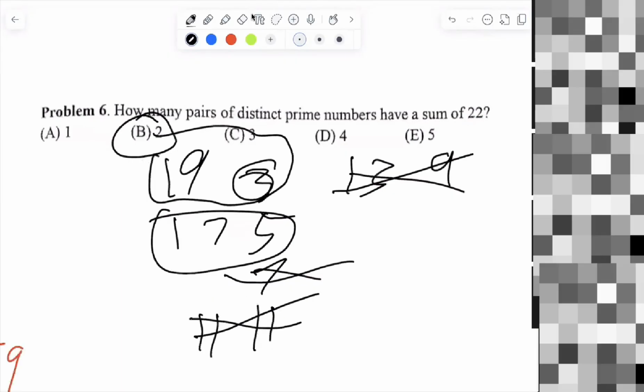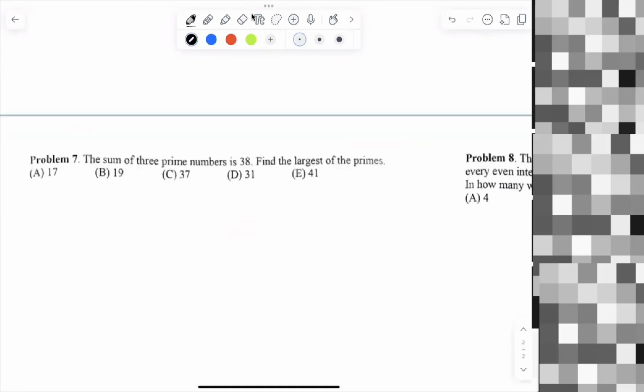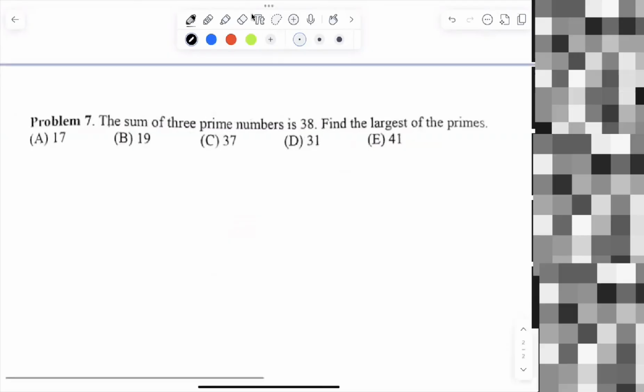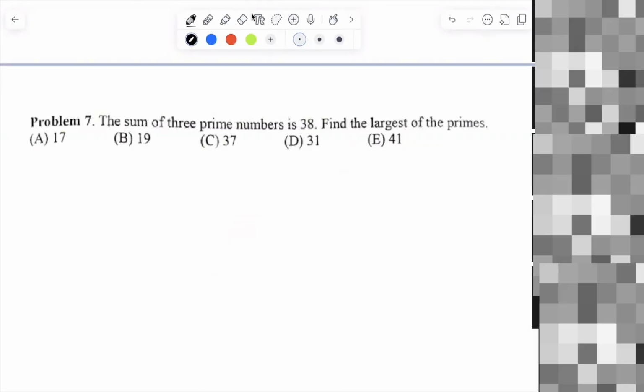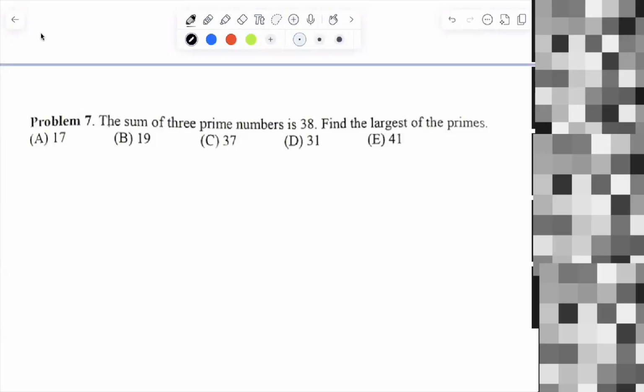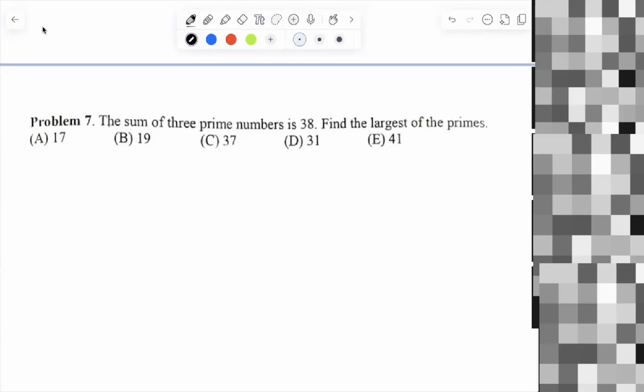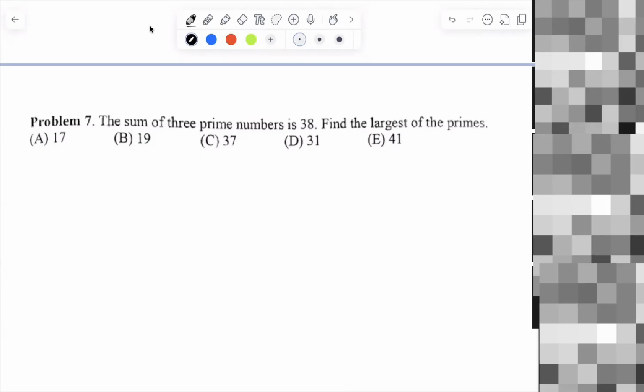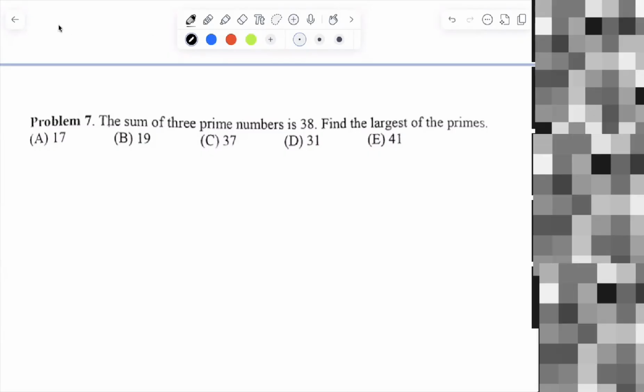Alright? Now let's move on to problem 7. The sum of 3 prime numbers is 38. Find the largest of the primes. Alright? I'll let you guys try this question and tell me through chat. It's really similar to the last question we did, but it's not consecutive. Alright?